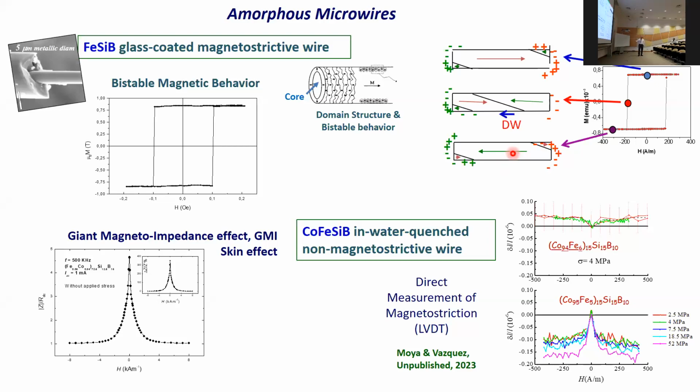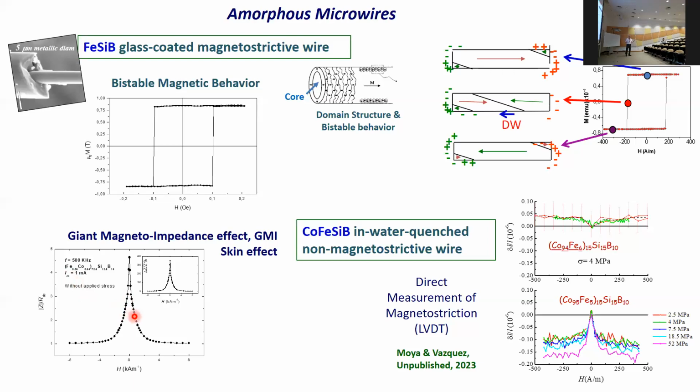In the case of non-magnetostrictive alloys, they are characterized by the so-called giant magnetoimpedance effect, which is based on the classical skin effect, by which the impedance, the real and imaginary components of impedance, decreases drastically when we place this microwire in a position where we have a static magnetic field, or when we apply a mechanical stress. This effect is very interesting for application in sensor devices.